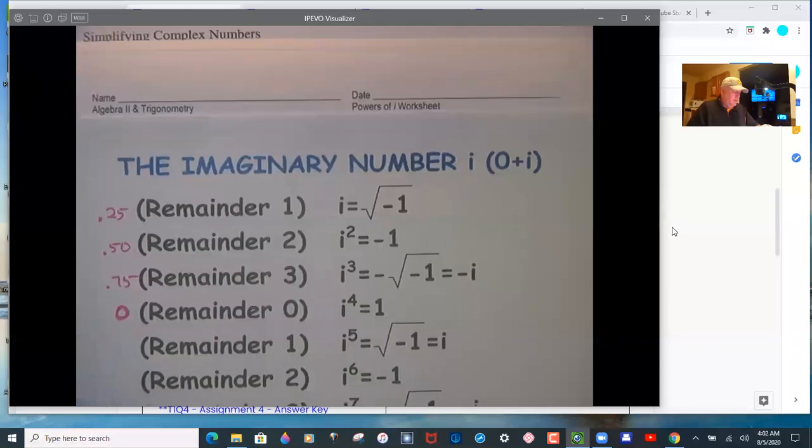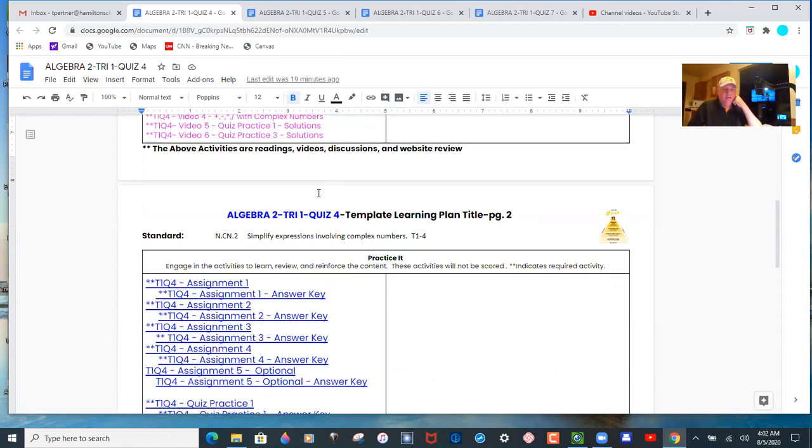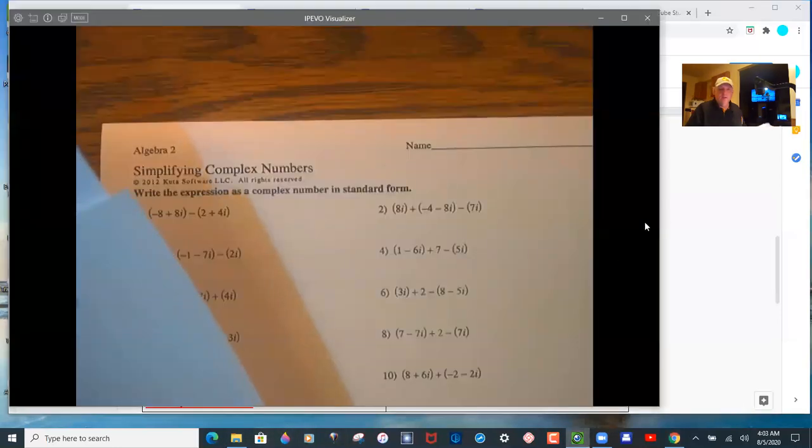This is the fourth assignment, my bad, for the fourth quiz: adding, subtracting, multiplying, and dividing with complex numbers. And there is another practice that I have down here that's optional. It looks like this.